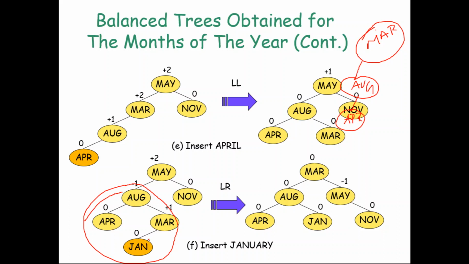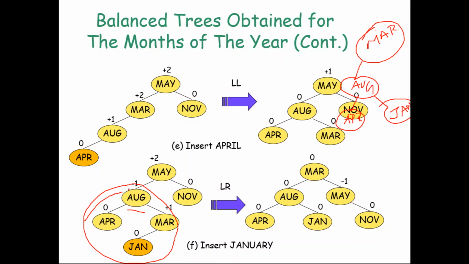But the question is where Jan will go. Jan is greater than August, but it is less than March. So Jan will come as the right child of August. After this rotation, this path will be converted like this.